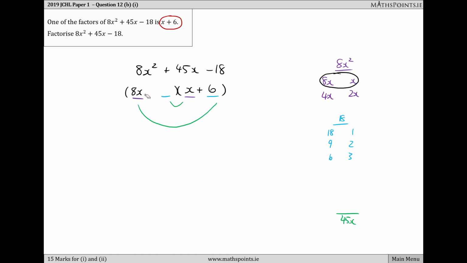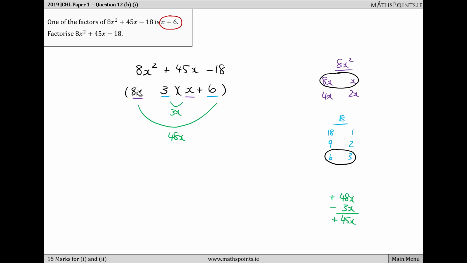So 8x is the first term in the first bracket. And then what will we multiply by 6 to give 18? Well, we have this pair of factors here, 6 and 3. So we know that we have a 3 in the second part of the first bracket. Now, the product of the inner terms is 3x, and the product of the outer terms is 48x. So to get our signs right, we are going to write 48x and 3x. And so to get plus 45x, which is what we have in our quadratic, we need plus 48 and minus the 3.